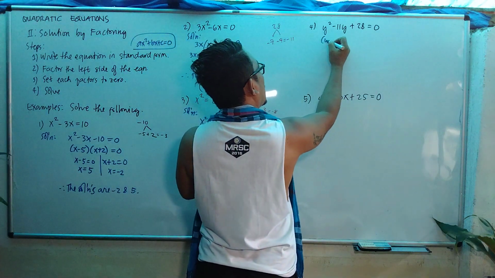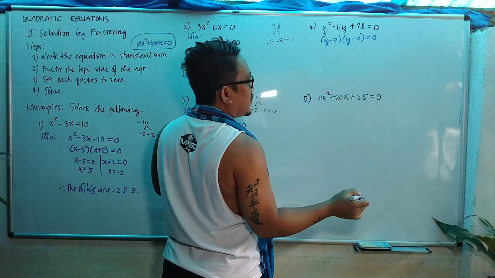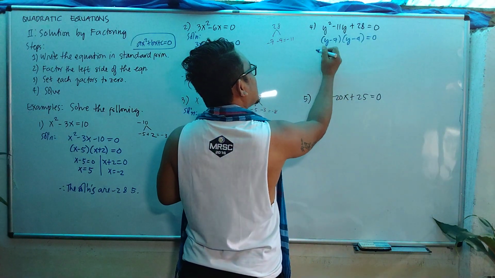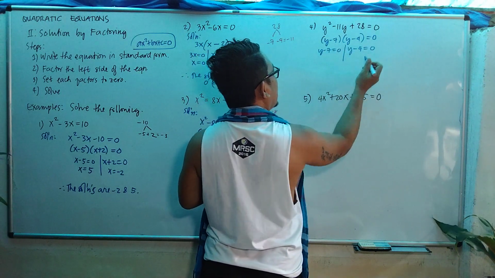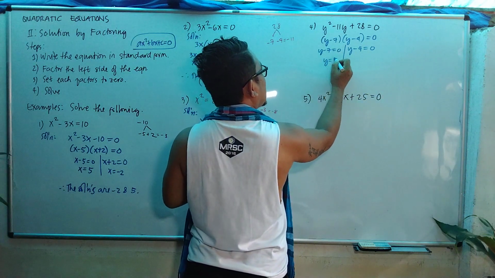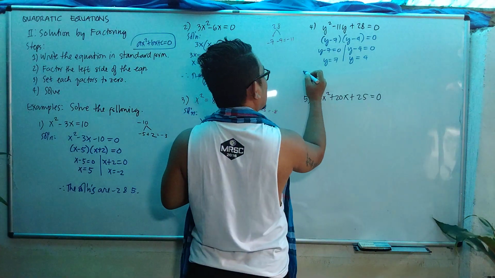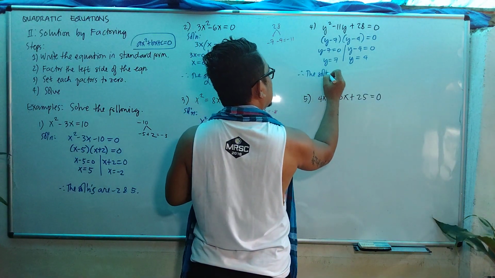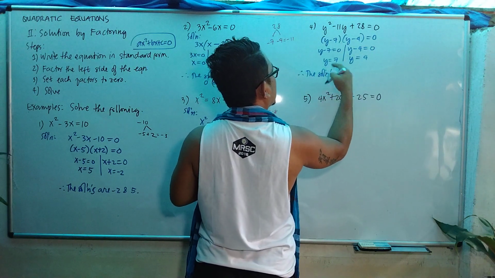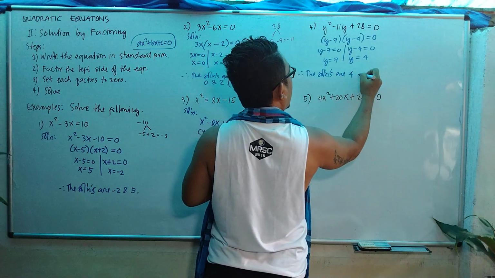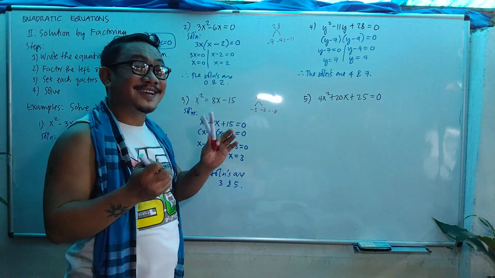So, dali na kayo. You have y minus 7 times y minus 4 is equal to 0. Okay? Nakuha namin yung factor. Set each factors to 0. Y minus 7 is equal to 0. Y minus 4 is equal to 0. Then solve. So y is equal to 7. Then y is equal to 4. Gibalin lang nato siya sa right side para ma-solve. So therefore, the solutions are 4 and 7. Okay? So, dali na kayo siya class, no?